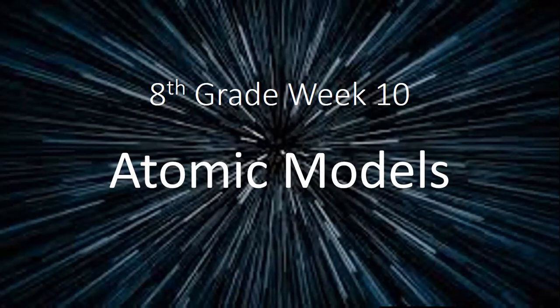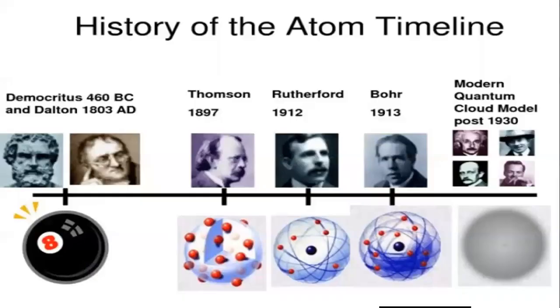We're talking about atomic models. Now, we actually started last week when we talked about Democritus and Dalton and their models of the atom. This week, we're going to be talking about Thomson, Rutherford, and Bohr. And of course, the model of the atom has advanced little by little.